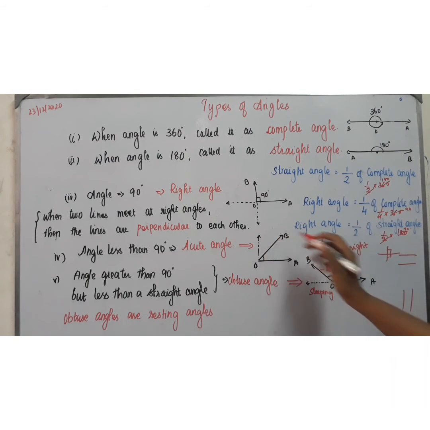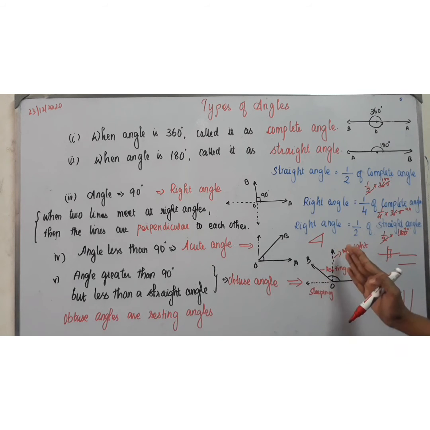See, this is 90°. Greater than 90° means 100, 110, 120, but also less than a straight angle. Straight angle is what? 180°, right? So angle greater than 90° and less than 180°, in between 90 to 180, whatever angle comes, those angles we call the obtuse angle. Here you can see the diagram I have shown. The OA ray is here and OB is between the right angle and the straight angle, right? So between that, angle greater than 90°, less than straight angle.